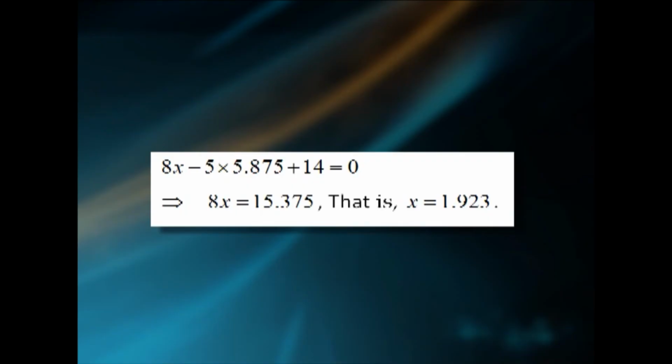5.875. Put y equal to 5.875 in equation number 2. We get 8x minus 5 into 5.875 plus 14 equal to 0. This implies 8x equal to 15.375, that is x equal to 1.923. Hence, the means of x and y are respectively 1.923 and 5.875. 3. Geometric mean of the regression coefficients gives the magnitude of the coefficient of correlation.